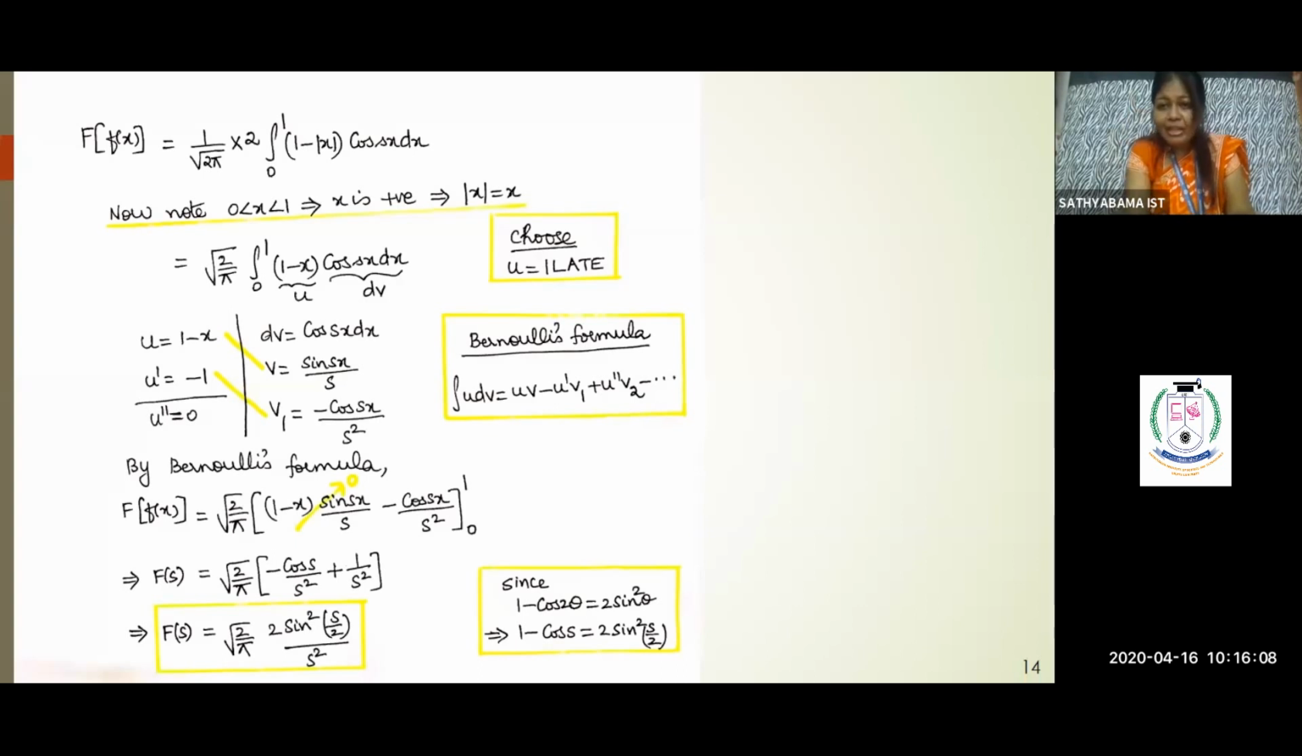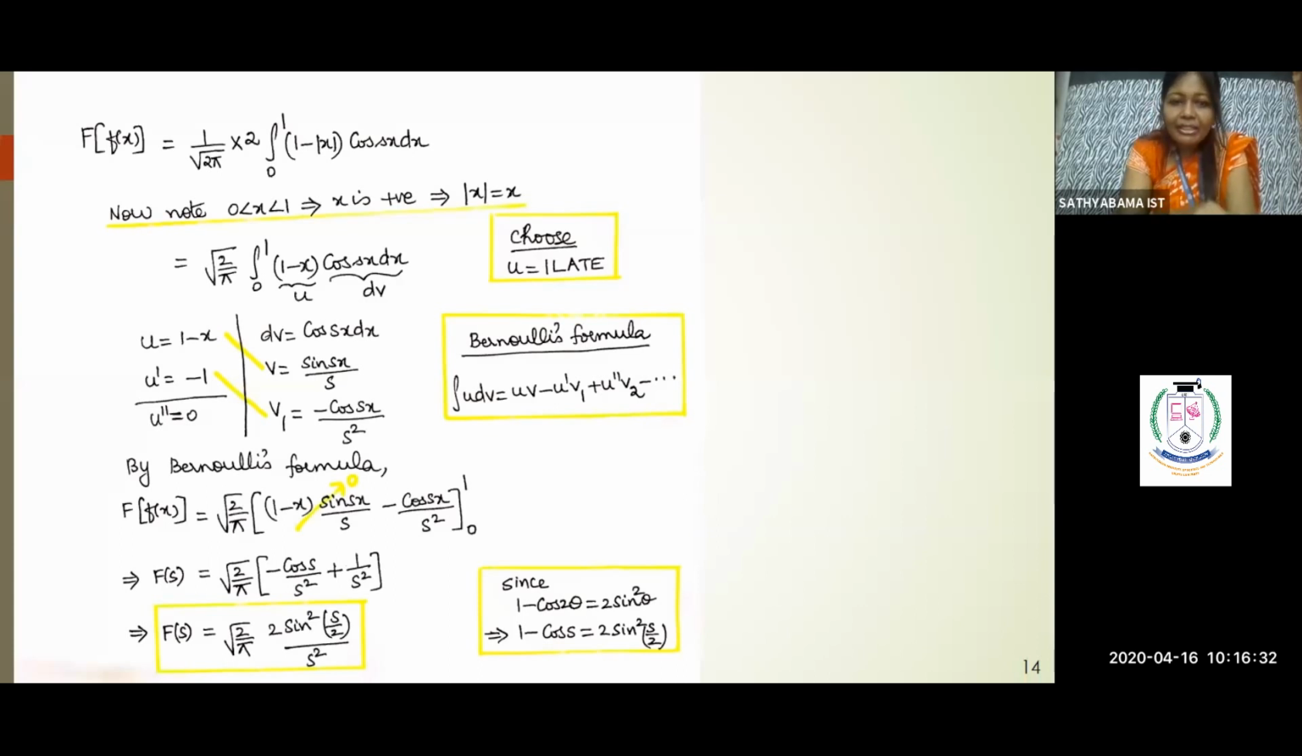Now look in the formula. Look at Bernoulli's formula. It is uv minus u dash v1. That is all. The next terms I will not get, because I know u double dash is 0. Because u double dash is 0, u triple dash, all other terms are going to be 0. So I have only two terms, uv minus u dash v1 for my problem. So I need to find only v and v1. How will I find that?